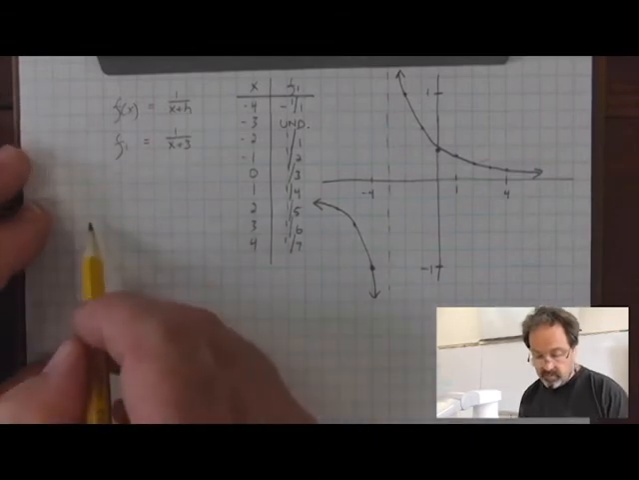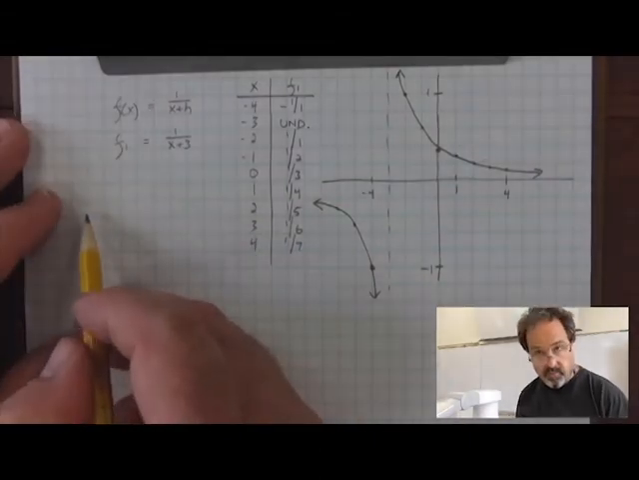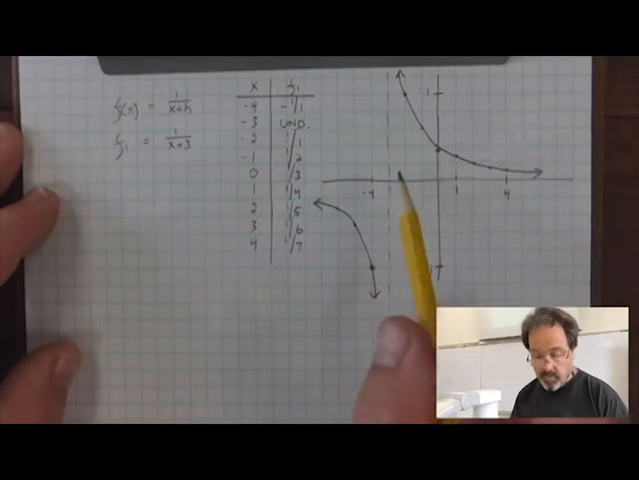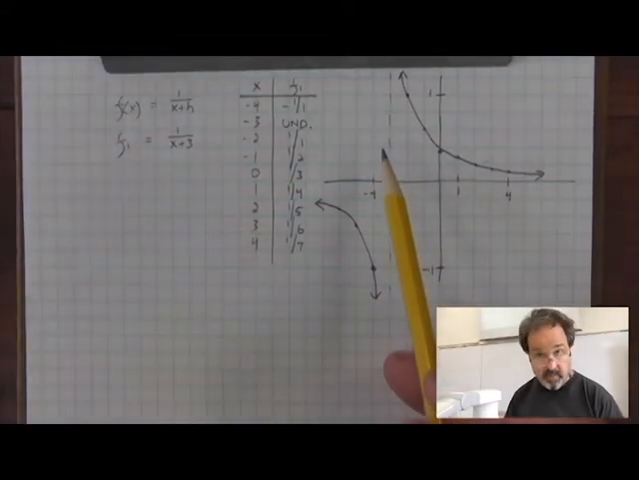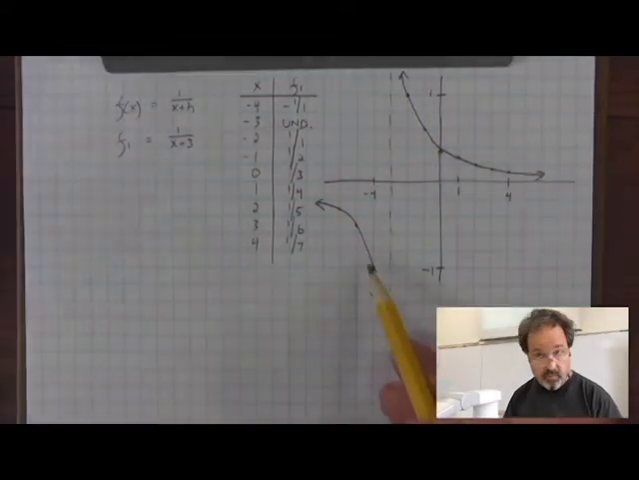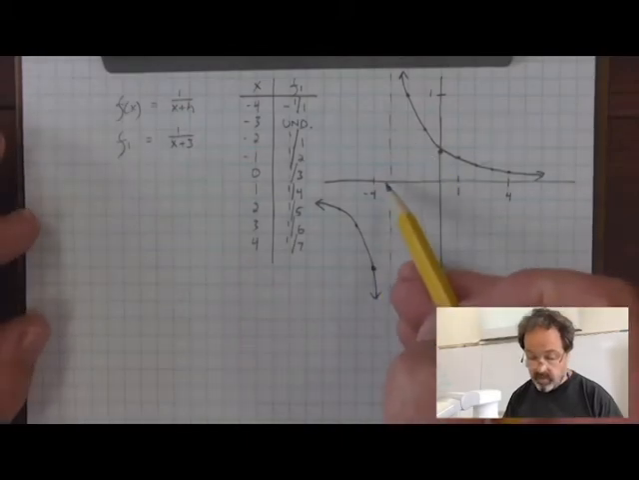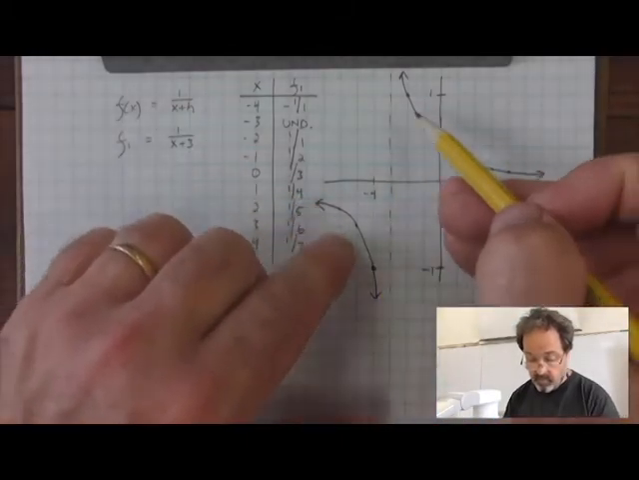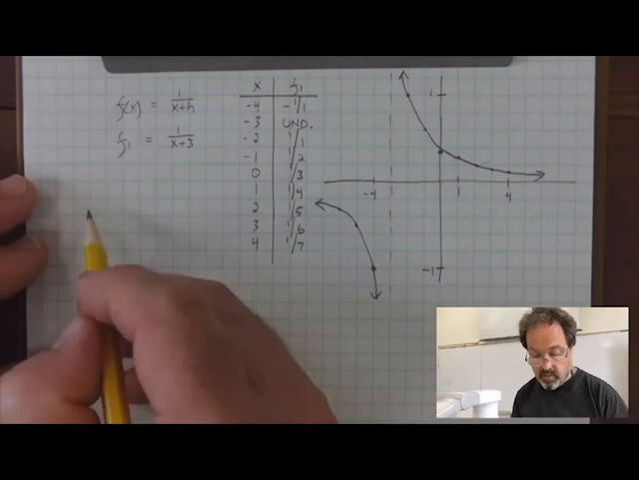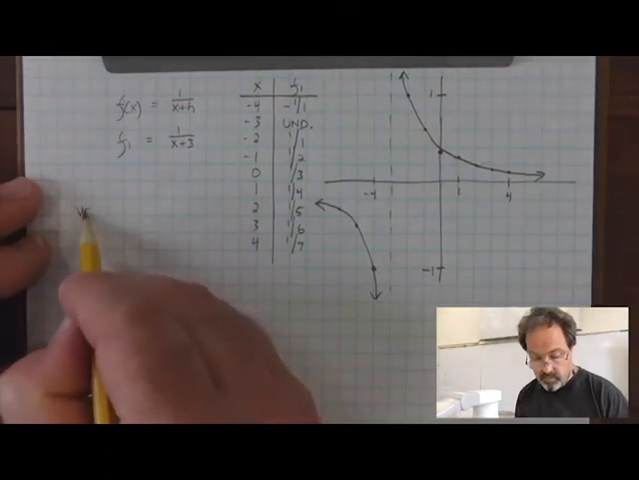So that is an attribute of this function. It has an asymptote, but an asymptote of a specific kind. This dotted line is vertical, so we call this kind of asymptote, where the graph approaches but doesn't reach, a vertical asymptote.